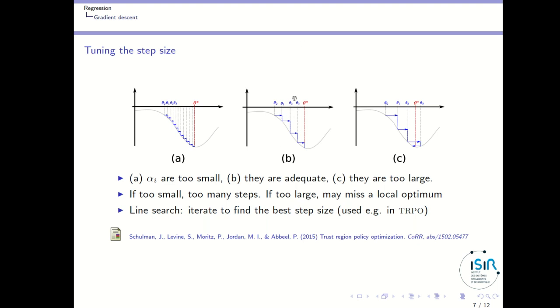And here you have a case where the step size is adequate. So if your step size is too small, you will need too many steps. If it's too large, you may miss a local optimum, which is not what you want to do. And there is a possibility which consists in doing a line search, which is a method to compute the best step size given some approximation of the slope that you are descending. And this method of line search, for instance, is used in TRPO, which is one of the reasons why this reinforcement learning algorithm is efficient.